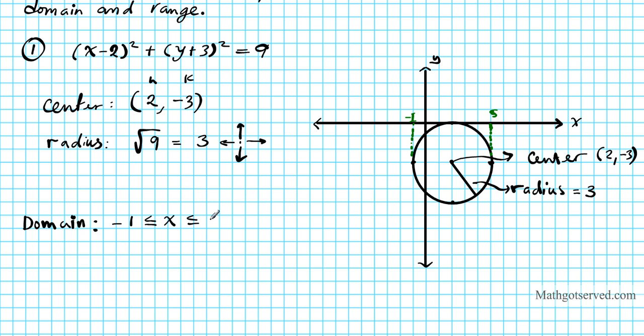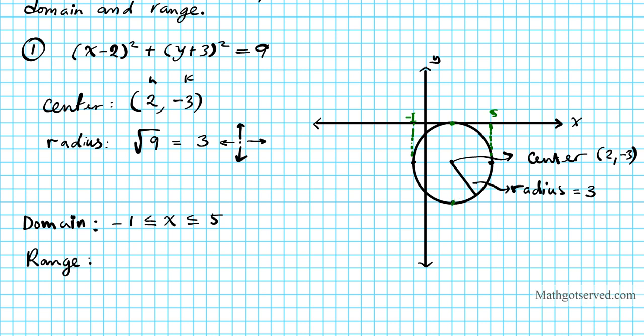That's less than or equal to 5. All right. For the range, we're going to be looking at the vertical span. How high can you go and how low can you go? All you just do is you take the highest point and the lowest point. For domain, we did leftmost and rightmost point. Now we're going to use highest and lowest to find the range.